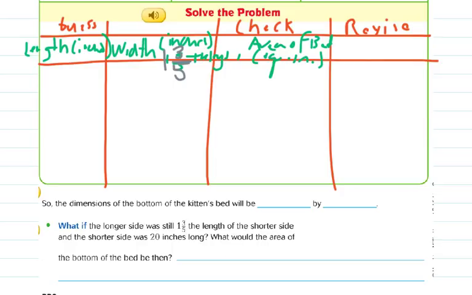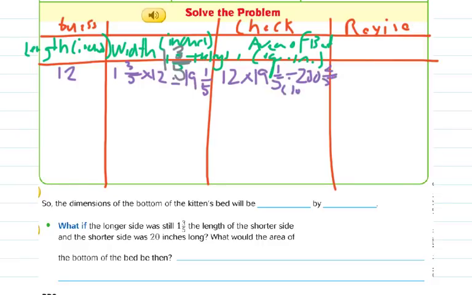So our first guess, let's go with 12. So what we would do is we would say 1 3/5 times 12, and that equals 19 1/5. And then we would take our original length times 19 1/5, because that's our width, and we would get 230 2/5. And we know that's low, so that's not going to work for us. So we're going to try another.